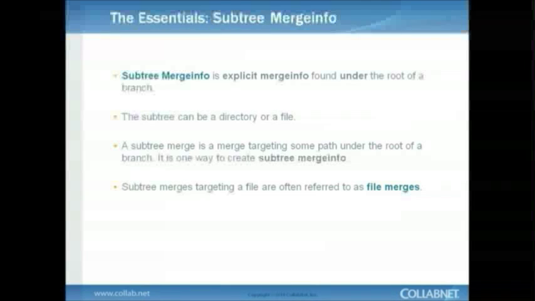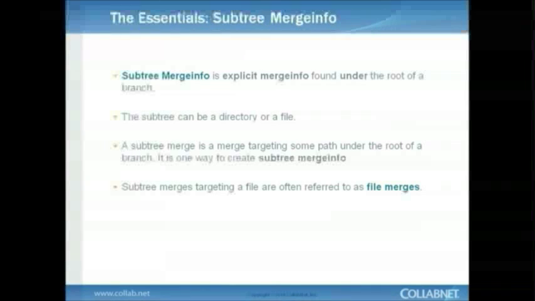Okay, time for my favorite subject, subtree merge info. And by favorite, I mean most hated. For something that has caused so many headaches, subtree merge info is pretty simple to define. It's explicit merge info found under the root of a branch. One of the most common causes of subtree merge info are subtree merges. By subtree merge, we simply mean where the merge target is below the root of the branch. Since merge tracking always records merge info on the target of the merge to describe the merge that just was done, this creates subtree merge info.